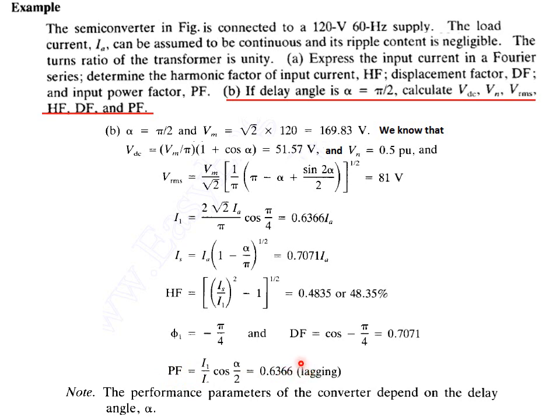Now note that this power factor is better than the same problem we did for half wave. It is better because we are now dealing with full wave, so both the half cycles are converted to DC, whereas in half wave the conversion was only for one half cycle. And we know the ideal value of power factor is 1, and 0.6366 is a little closer to 1. So the performance parameters of these converters are also going to vary with respect to alpha.